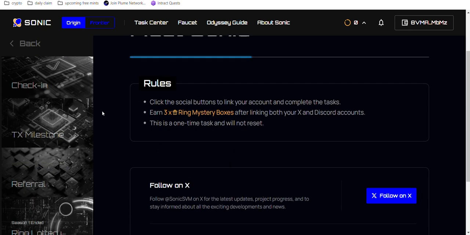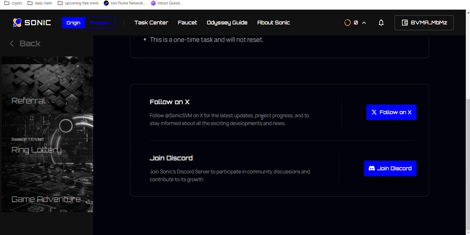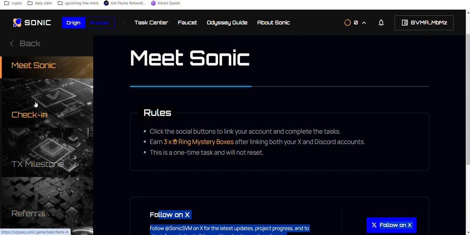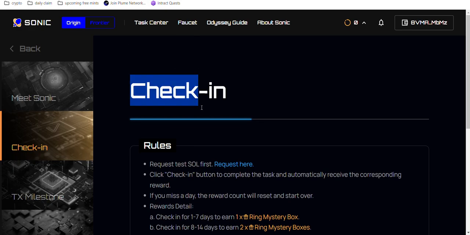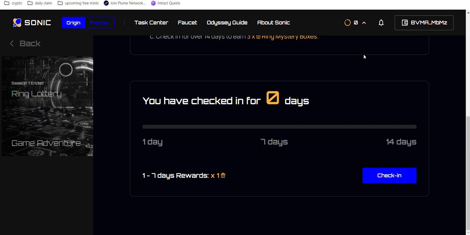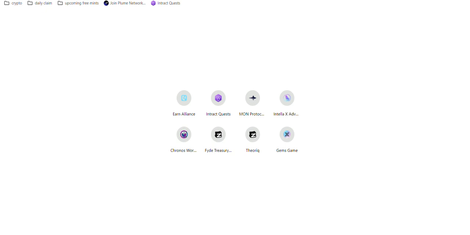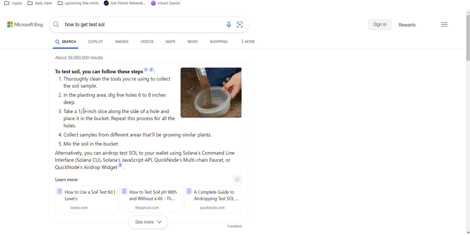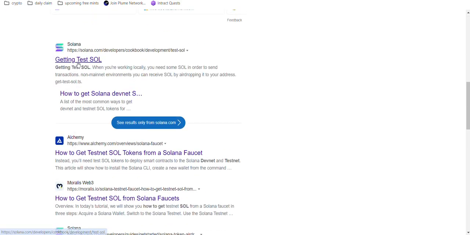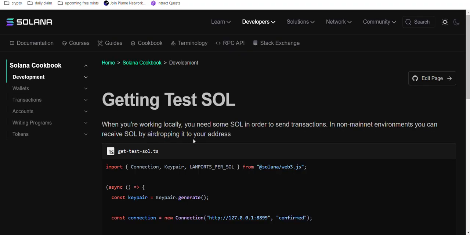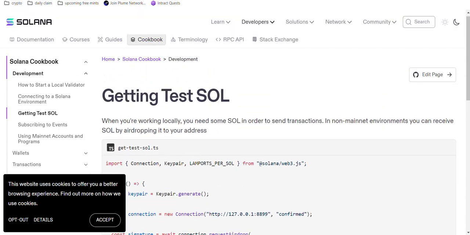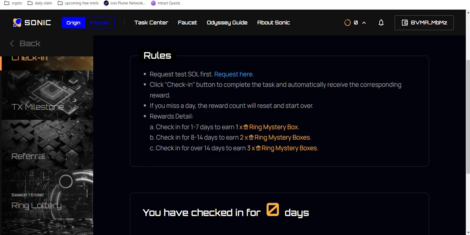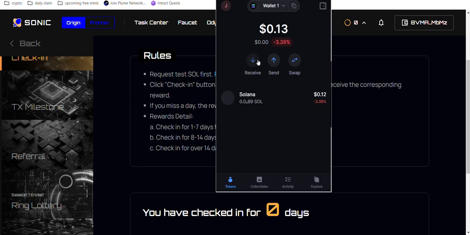There are five ways to complete these steps of earning the airdrop. First and foremost is following them on Twitter and joining their Discord. The second one is their check-in project. You just need test Solana, and you can directly Google how to get test SOL. It's basically easy. You just need a faucet, and after you get access to that faucet, you can get them inside your wallet, change your network to testnet, and you're good to go.